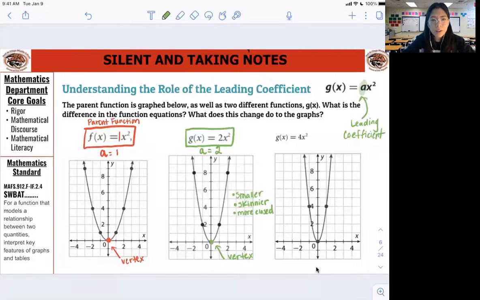So when we increase the value of A, the leading coefficient, when it gets bigger, the graph actually becomes a little smaller, a little skinnier. It's like it's being squeezed. That's a really good word. I like that. Okay, so those are all very good ways to describe it.